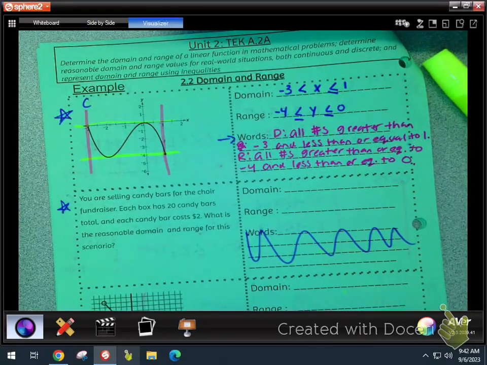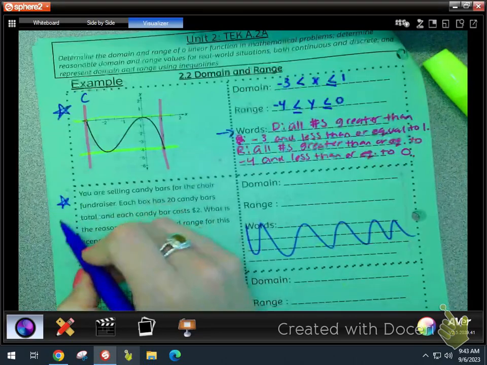Okay, so you're selling candy bars for the choir fundraiser. Each box has 20 candy bars total, and each candy bar costs $2. What's the reasonable domain and range? So remember, when we see these word problems, the first thing we want to ask is, is it continuous or discrete? And I had to correct a lot of you guys on that. Okay, what's the answer? Continuous or discrete?